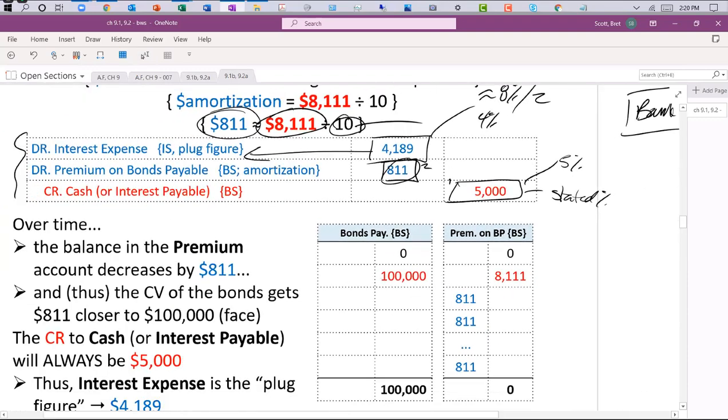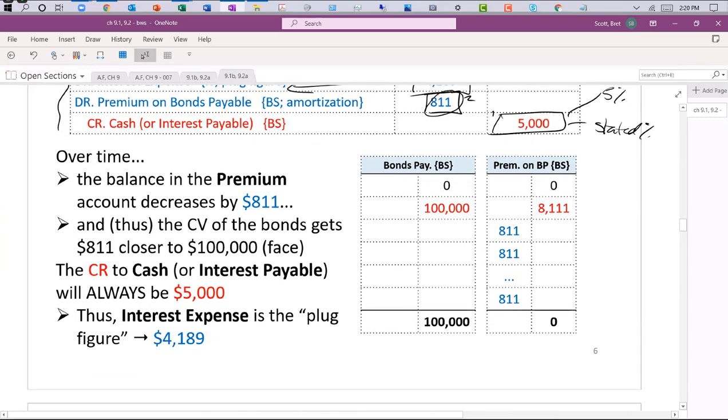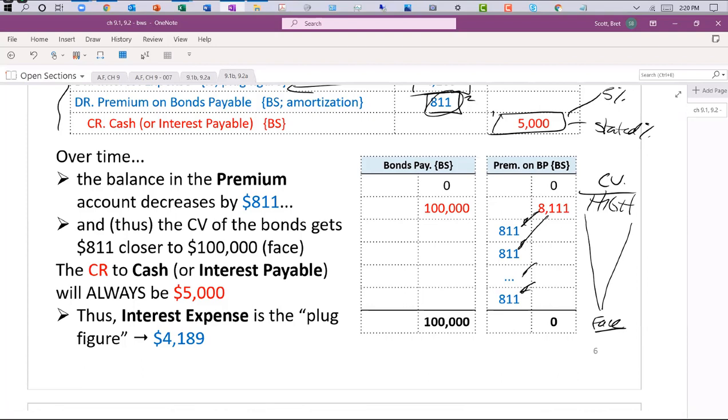So if we do this straight line amortization, we're starting off at a really high carrying value. The carrying value is very high, right? But it's going to shrink down to the face value by the time it's all said and done. Just chip away, chip away, chip away, chip away. 811 every time I make a payment. The journal entry is the exact same because we're using the straight line method.